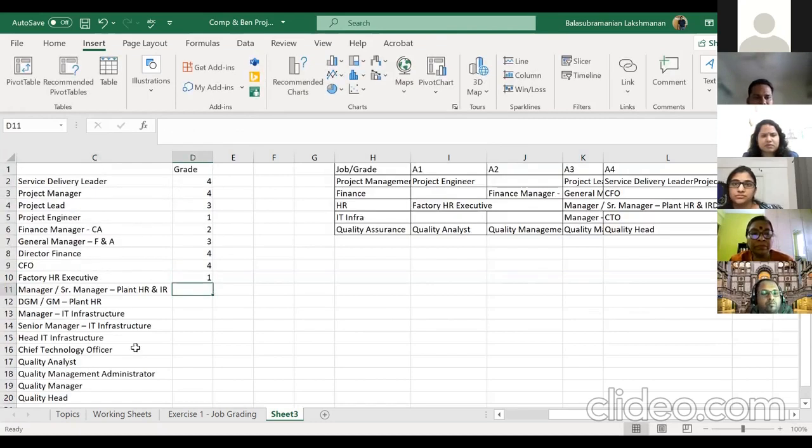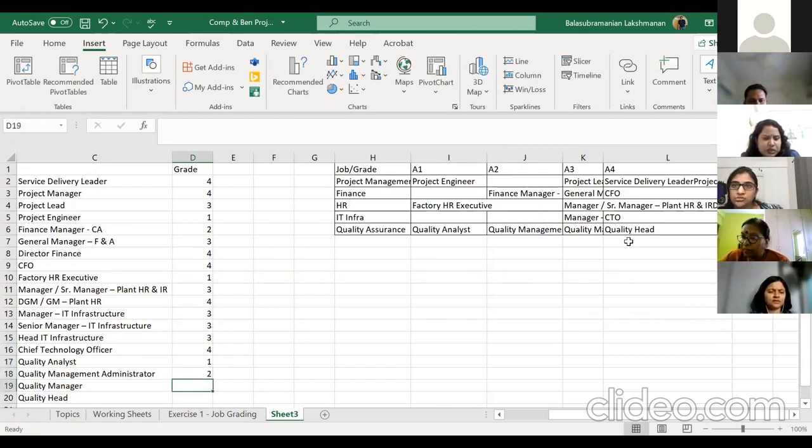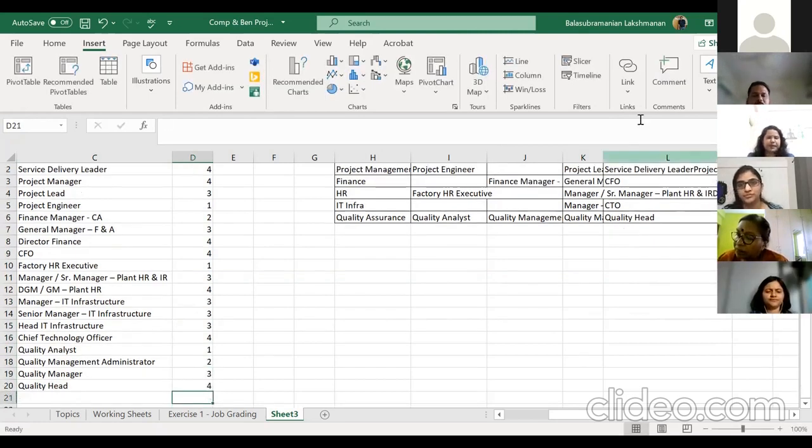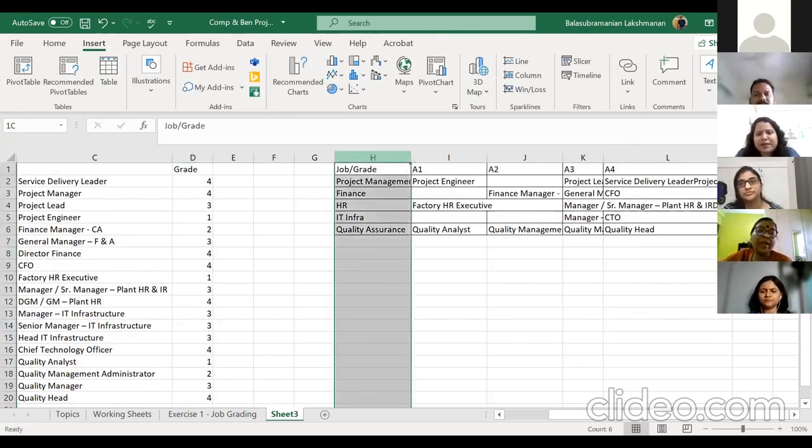1. Senior manager, plant and HR, I think it's 3, right? Yeah. 4. Manager IT infra is at 3. Senior manager is also at 3. 3, 4. CTO is 4. Okay, this is 3, right? Head IT infra. Yeah, 3. Analyst is 1. 1, 2, 2, 3 and 4. 3 and 4. Yeah. Done.